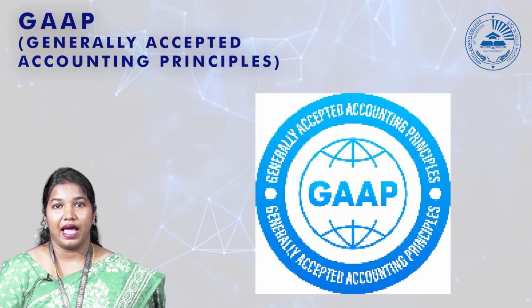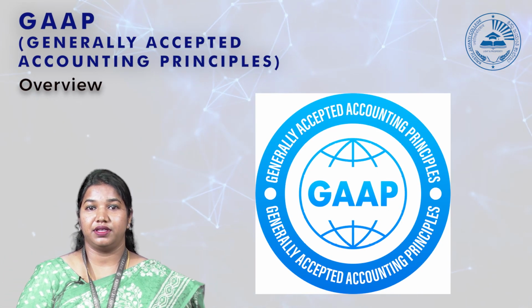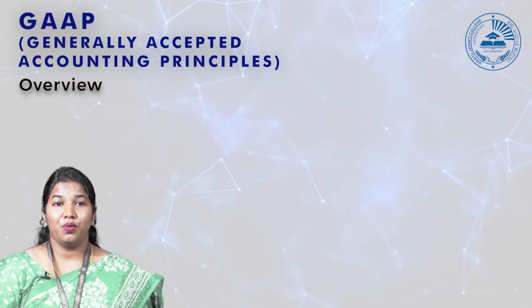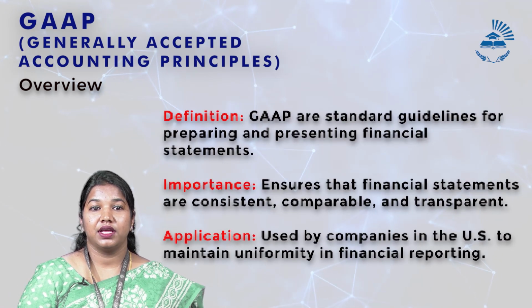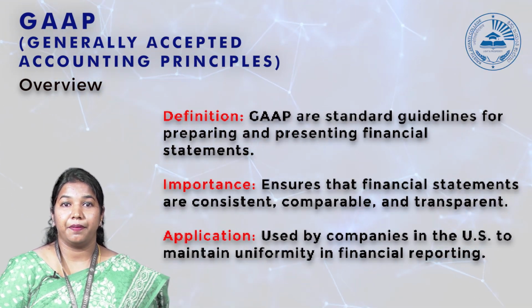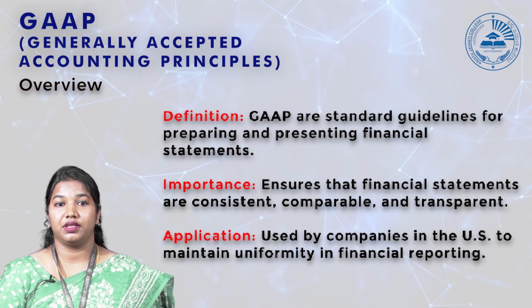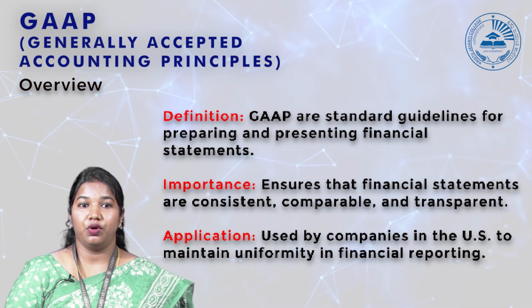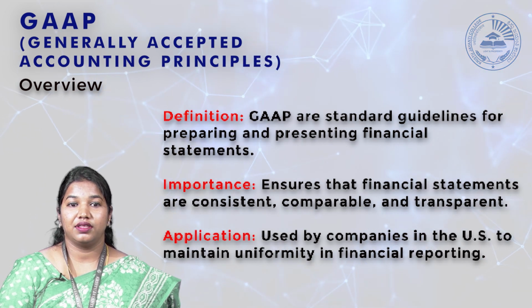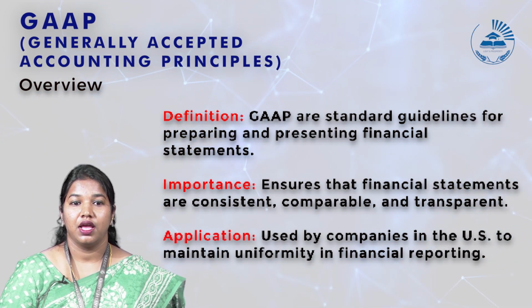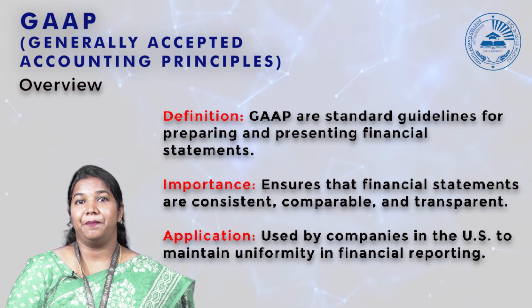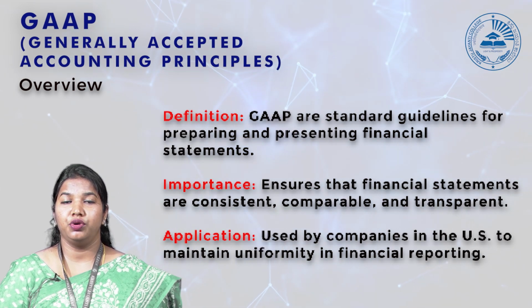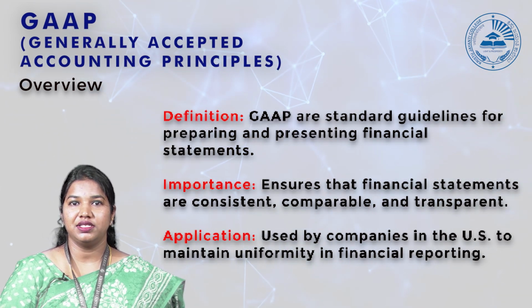Okay. Now the next term we will be talking about is GAAP, that is, Generally Accepted Accounting Principles. So what is this GAAP? GAAP is a set of standard guidelines for preparing and presenting financial statements. Here, US companies follow GAAP because they formulated it, with a set of rules and regulations. You need to abide by the rules and regulations given.